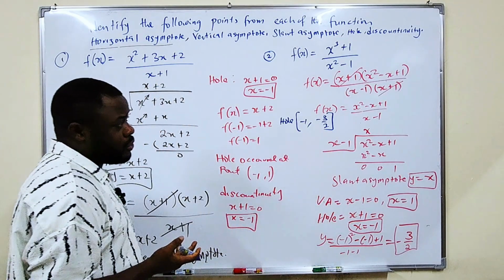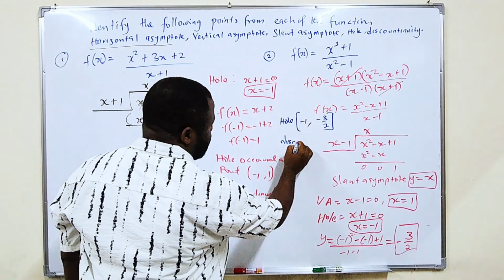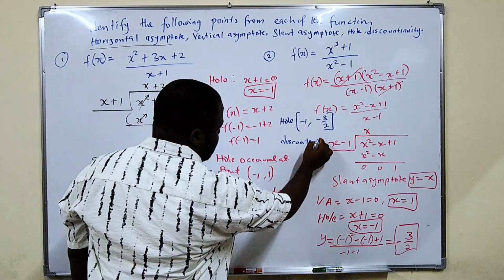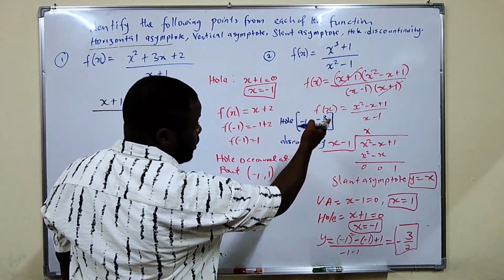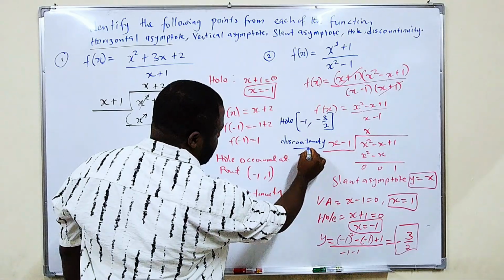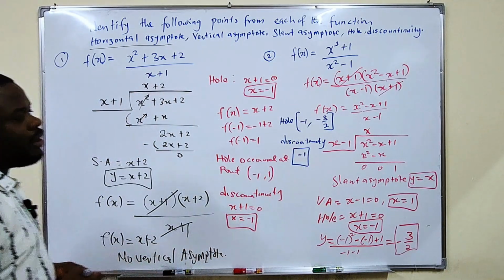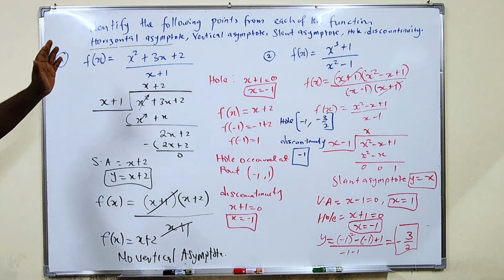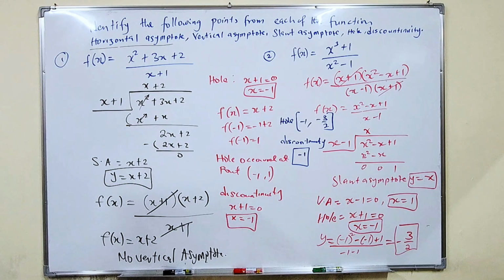Then let's talk about discontinuity. Discontinuity is the same as our hole, which is x equals negative 1. And that is how to find the horizontal asymptote, vertical, slants, hole, and discontinuity. I hope this helps.